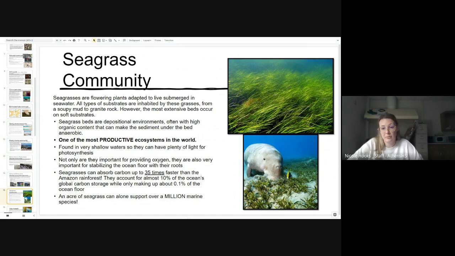species. So for example, we've got dugongs there in the picture, but also lots of crabs and other species can live within the seagrass community. So they're one of the most productive ones in the world.